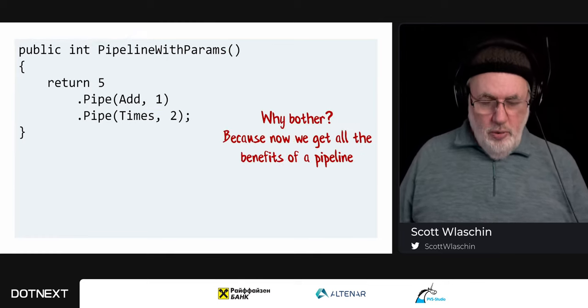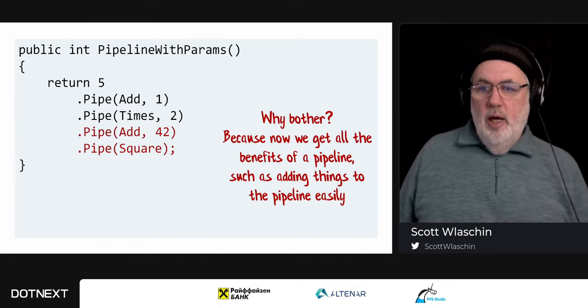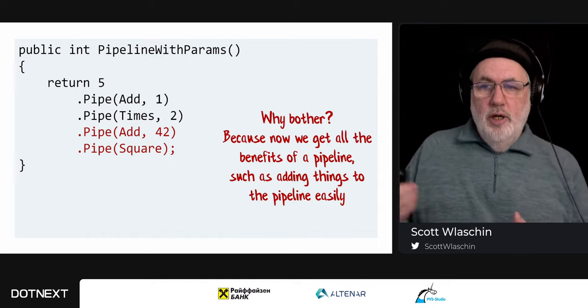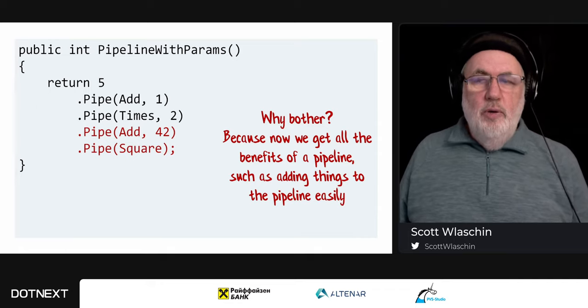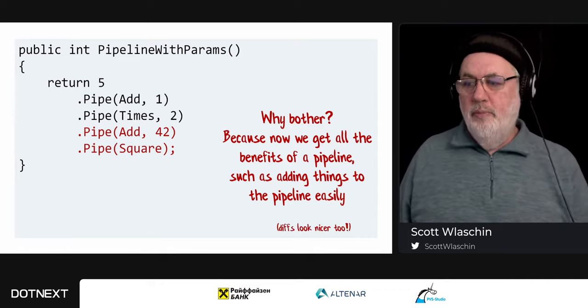OK, so why bother with all this stuff? Because you get all the benefits of a pipeline, right? I can add things to the pipeline, and I can move things around, and I can inject things and all the stuff. All the benefits of a pipeline we now have that we didn't have before. With the nested version, it would be harder to work with.